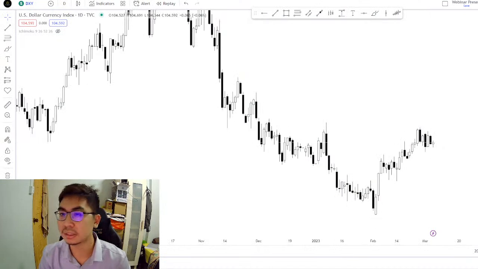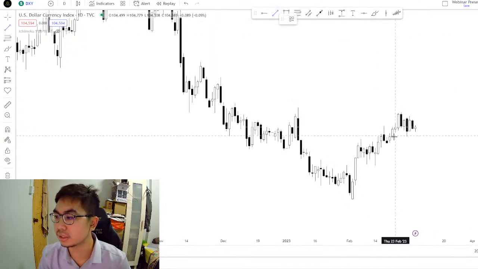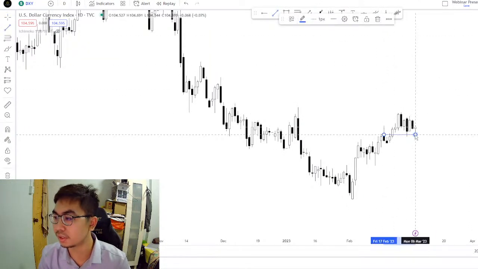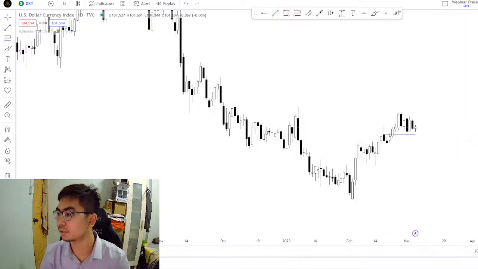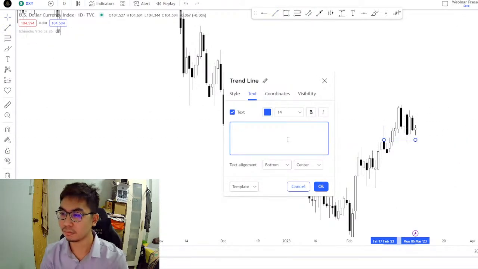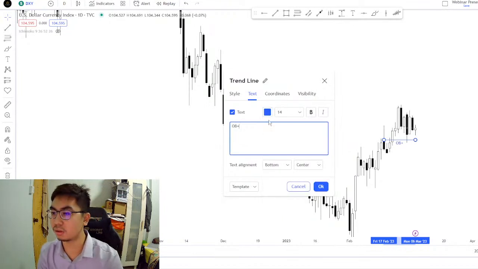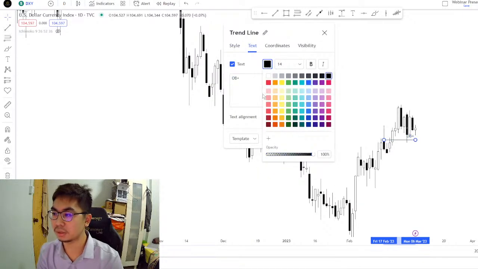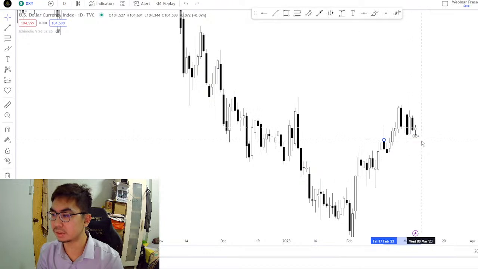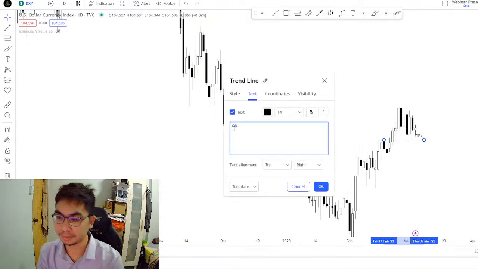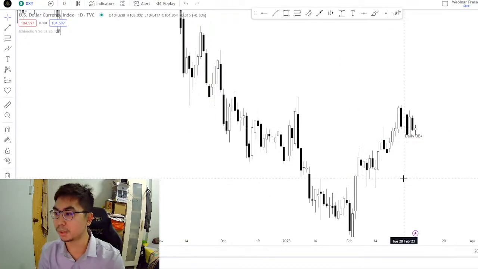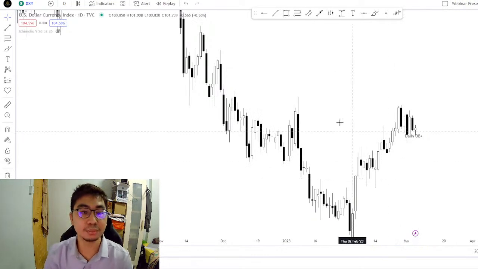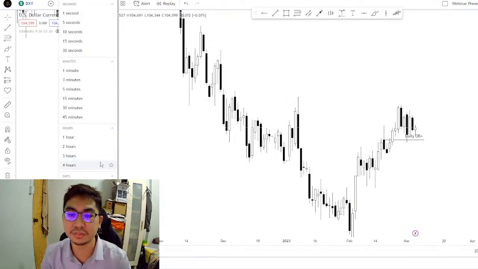Looking at the daily chart, I noticed that price just bounced off this nice little order block. I'll just type it out, OB. It's a bullish order block. Price just tapped into that, so we have that in place. I'll type it out: daily order block.